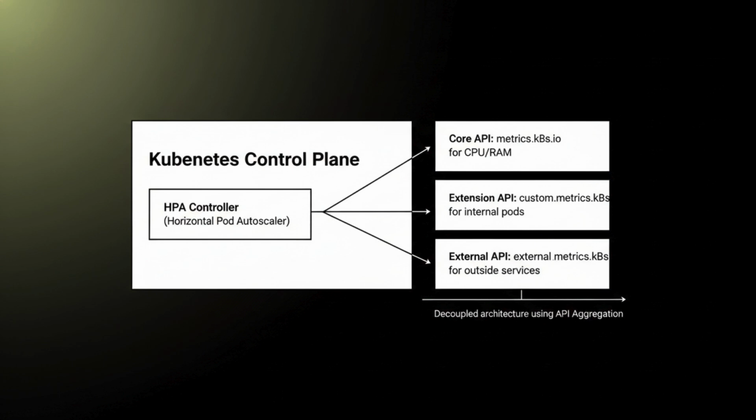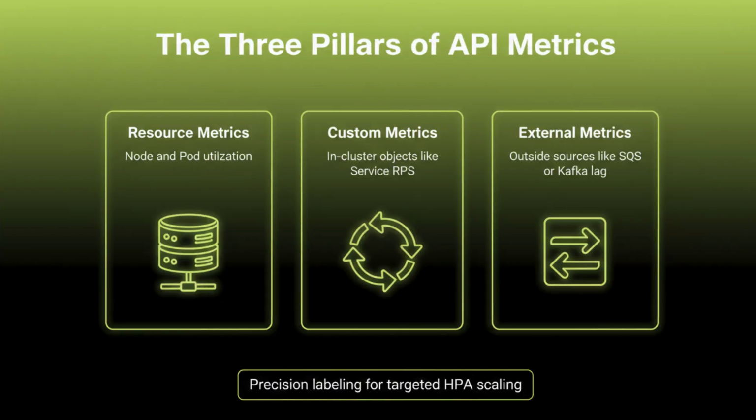Kubernetes objects. This abstraction layer is what enables us to scale based on anything from Prometheus queries to cloud-native metrics like AWS CloudWatch or Azure Monitor without changing the core HPA control logic. Understanding the difference between metric types is crucial for architectural design. Resource metrics are the basics, CPU and memory. Custom metrics are associated with specific Kubernetes objects, such as requests per second for a particular pod or service.